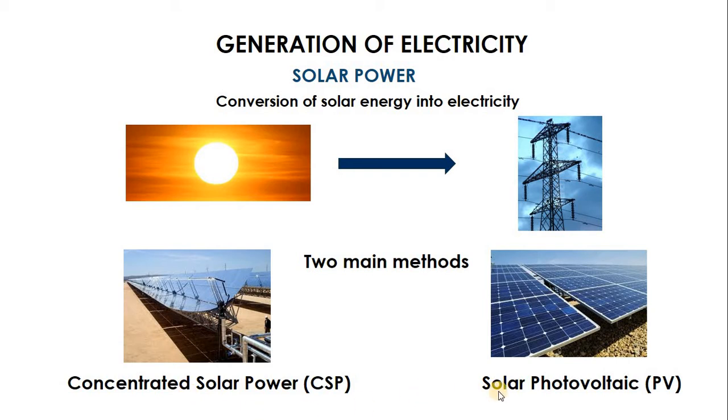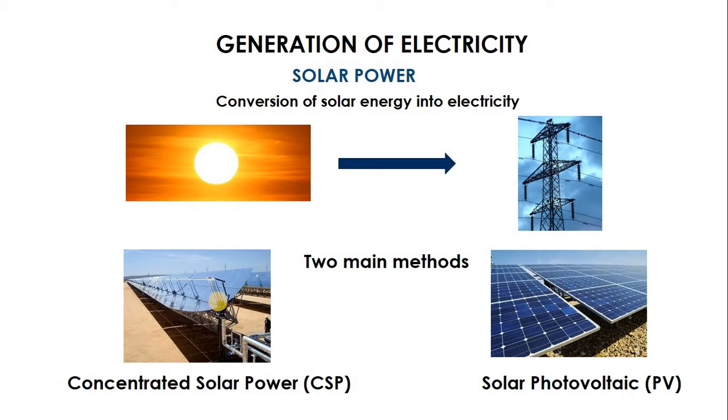While solar PV makes use of the light energy from the sun, CSP makes use of the heat energy from the sun. So we are going to start by looking at the CSP technologies.